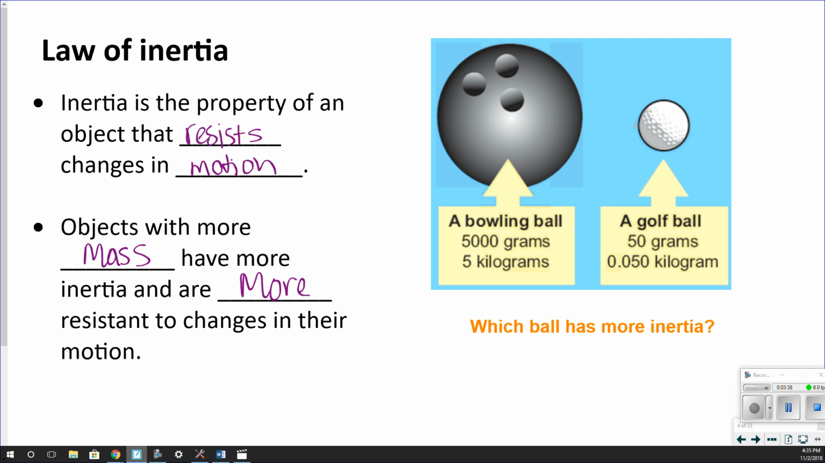Taking a look at these two different types of balls, we have a bowling ball and a golf ball. Our bowling ball has a mass of 5,000 grams and our golf ball has a mass of 50 grams. Which one has a larger mass? It is going to be our bowling ball. Therefore, our bowling ball has a higher or greater inertia.